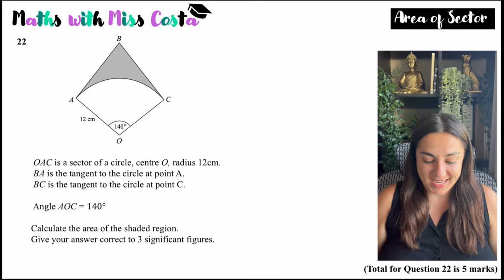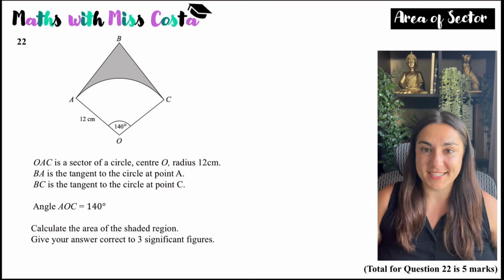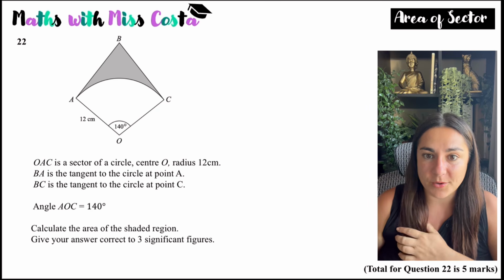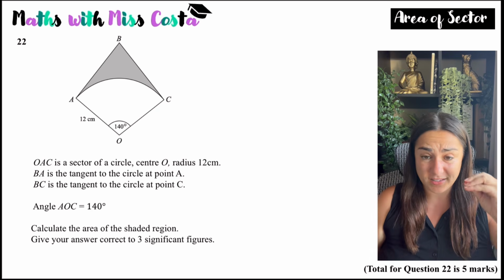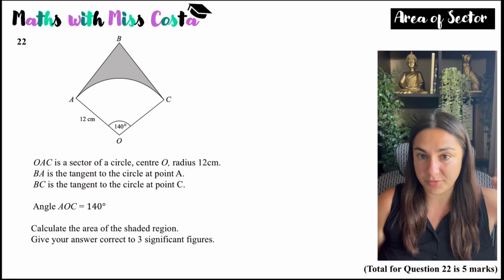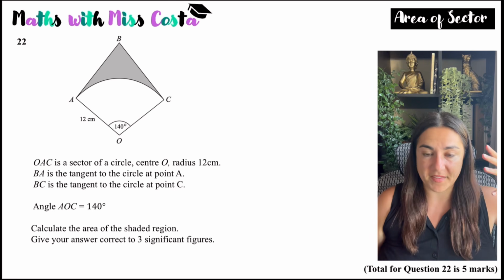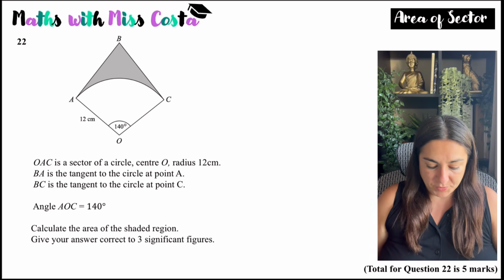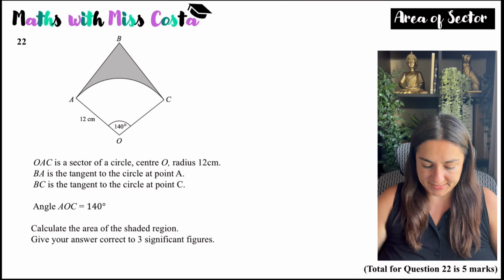Okay, so here we've got a complicated looking question, but if we break it down, as with any maths problem, we just want to apply any kind of maths tools that we have, throw them at it, and then see where that takes us. So I'm told that OAC is a sector of a circle, centre O, radius 12 centimetres. BA is a tangent and BC is a tangent.